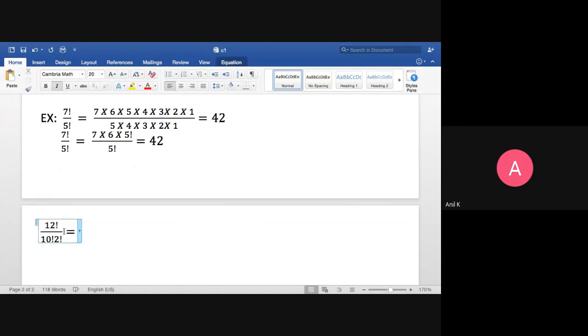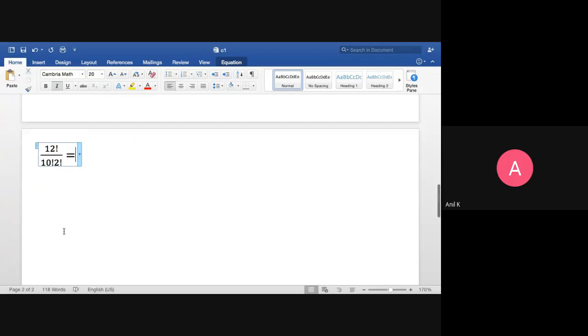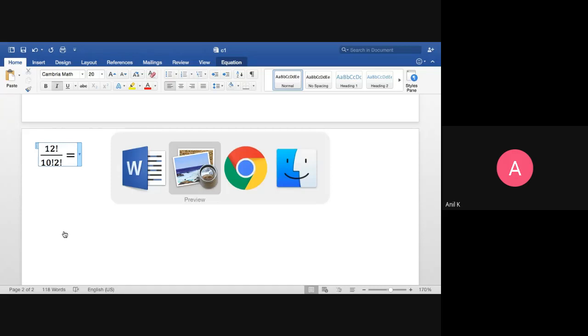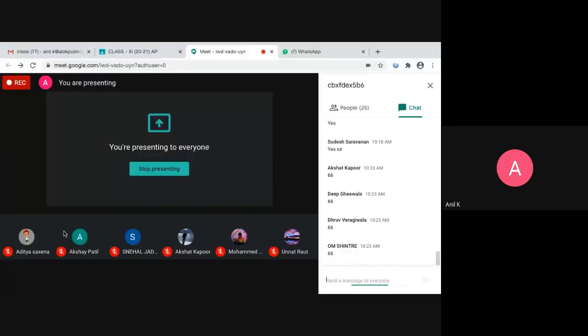So can anyone tell me? Take your time. You can solve this orally also. It will not take much time. Try it out without using pen and paper, if you can solve it orally. 12 factorial, you can write it as. Let me see if somebody has given the answer or not. 66, 61. How?